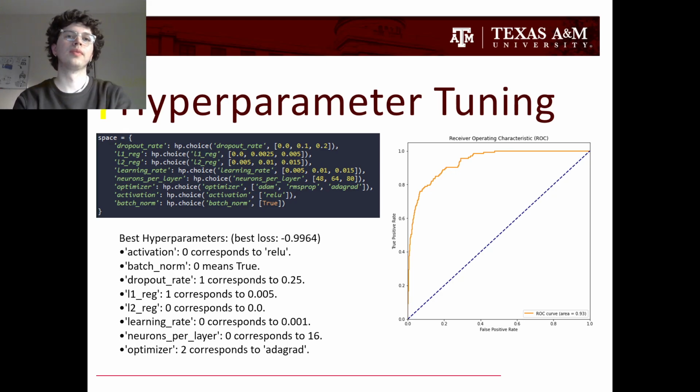It shows best activation with ReLU, with batch norm true, a drop rate, L1 regularization but no L2 regularization, a pretty slow learning rate, high epochs, and low neurons per layer for the secondary layer, and then Adagrad for the optimizer. That resulted in about 99% accuracy, but accuracy is not really a good metric for this because we're mainly looking at the true positive rate.